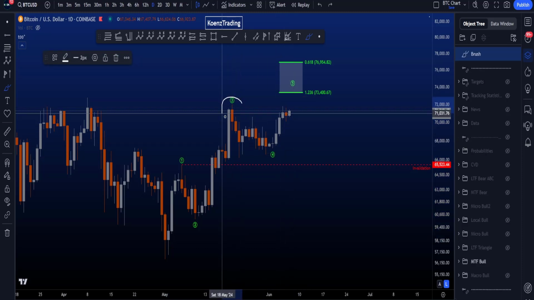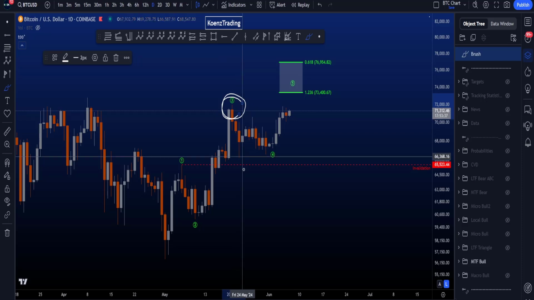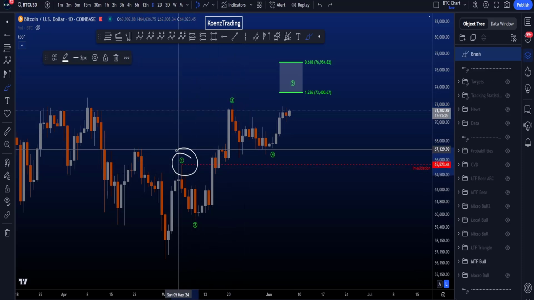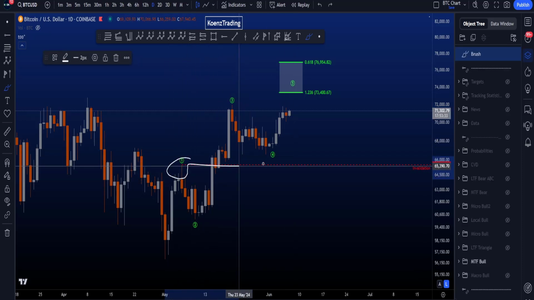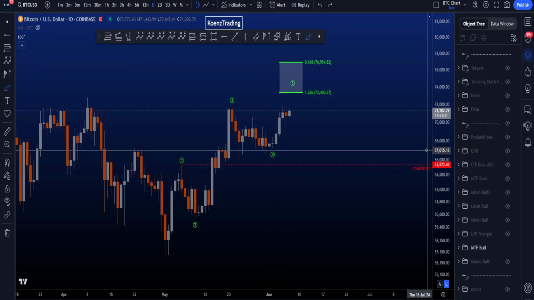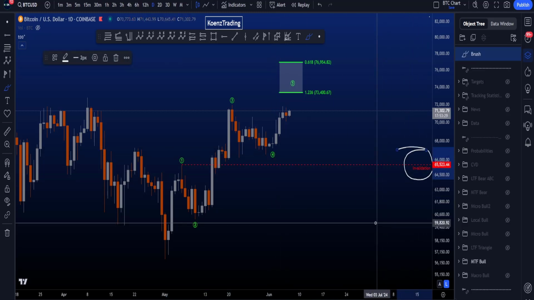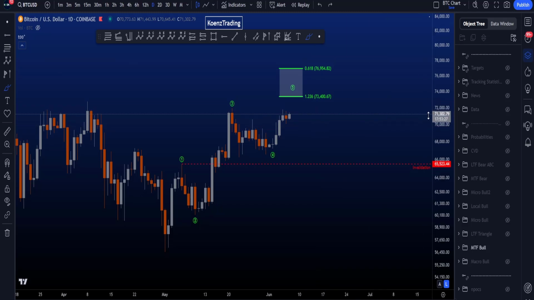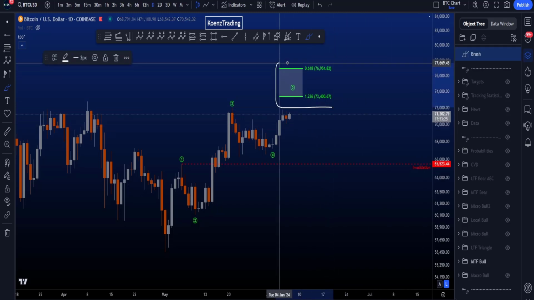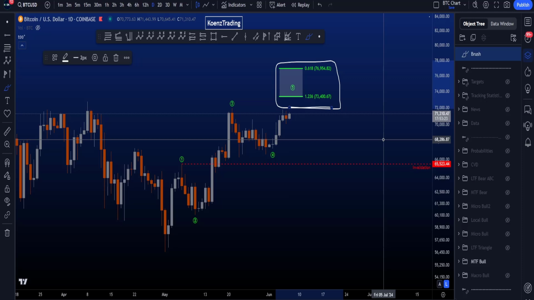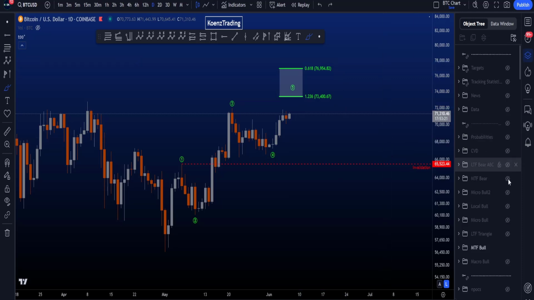As long as price has not taken the high of this wave 3, the invalidation is going to be the high of wave 1, because a wave 1 and wave 4 are not allowed to overlap. Therefore the invalidation is at 65.5k. The target for your wave 5 is between 73.4k and 77k.